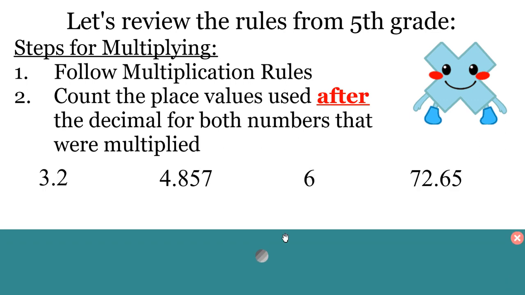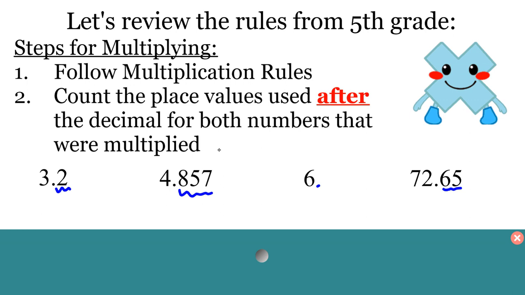So let's practice doing that. Here I have 3 and 2/10, so it's 1 place after the decimal. Here I have 4 and 857 thousandths, which is 3 places after the decimal. The 6 has nothing past the decimal, so that's 0. And here we have 72 and 65 hundredths, which is 2 places past the decimal.